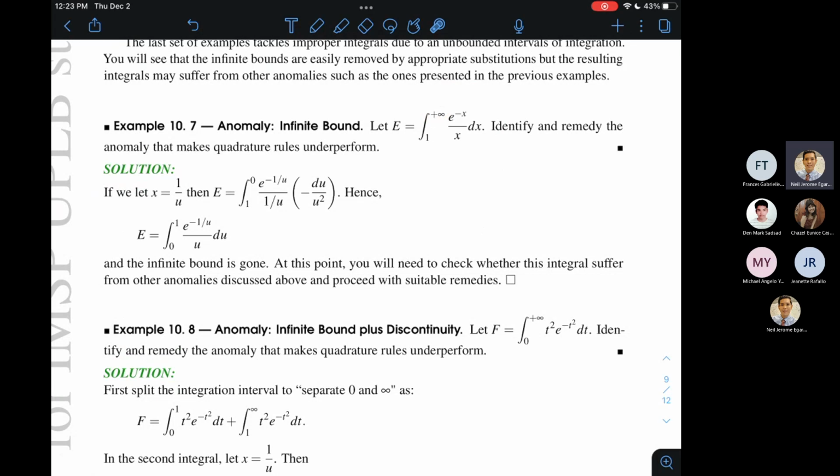Okay? So you just need to think of a way on how to remove the infinite bound in here. All right. A usual trick is to let x be equal to 1 over u. Kasi kapag si x ay equal kay 1 over u, when x is equal to 1, so ibig sabihin magkakaroon tayo ng 1 over u, that means u is equal to 1. Okay? So yun yung lower limit dun sa bago kong integral after the substitution.